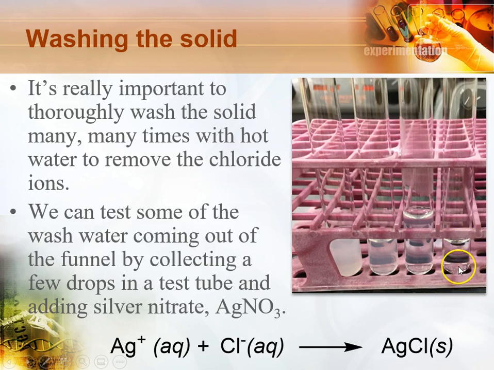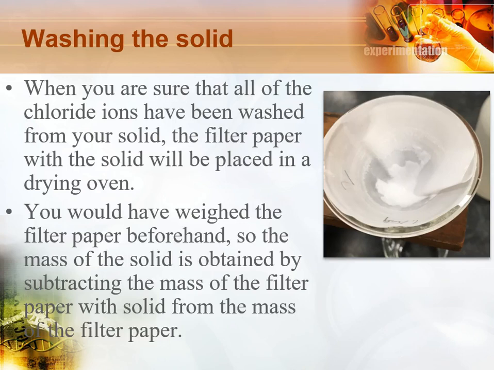So as soon as I add silver nitrate to the filtrate and I don't see any silver chloride, I know that I have washed all of the chloride off of my solid. So I don't even really need to keep track of how many times I do the washes. I just have to make sure that I wash sufficiently and test it to know for sure that all of the chloride is washed off. So that's what my sample looks like.